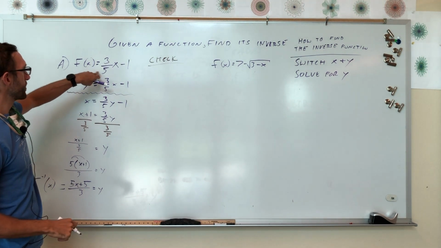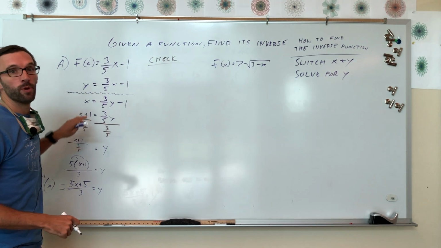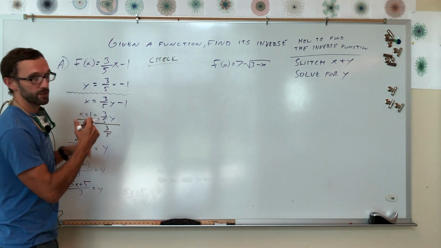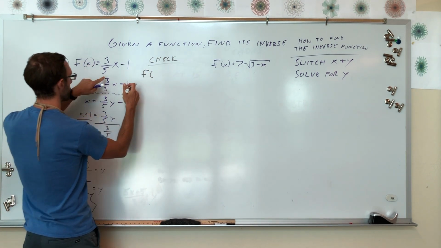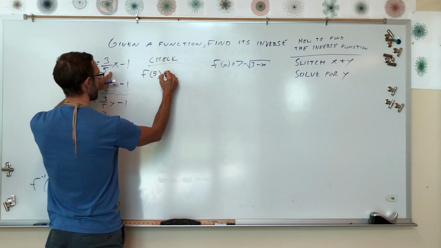So if we substitute a value in, we get an output. If we take that same output into the inverse function, we should come back right where we started. So let me show you what I mean. Let's pick a number that's easy to work with, f of 5. So 5 is the input.